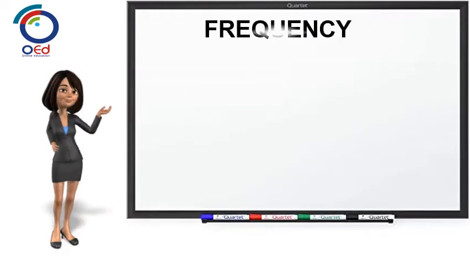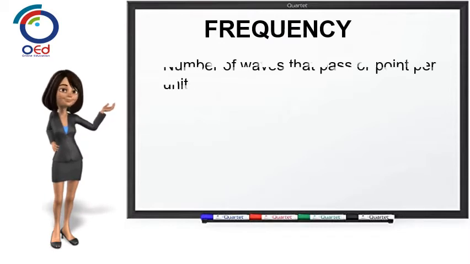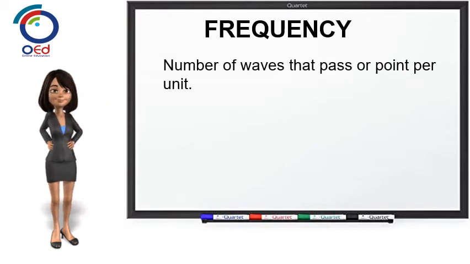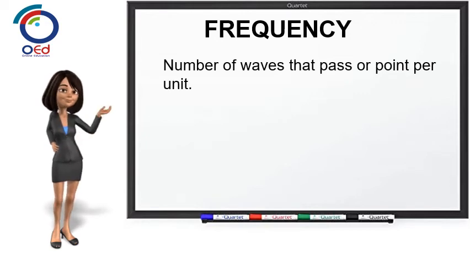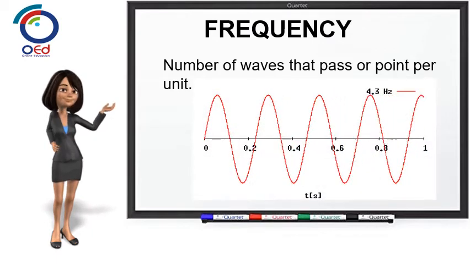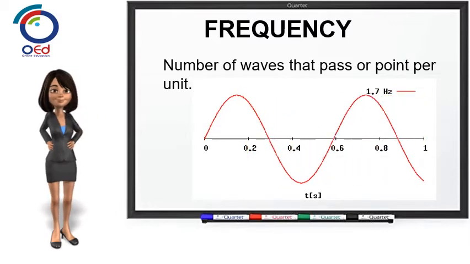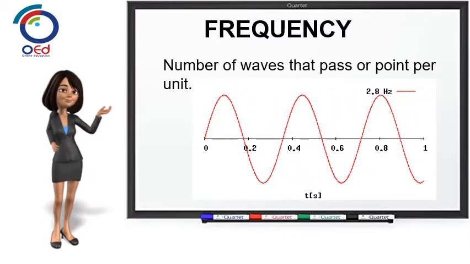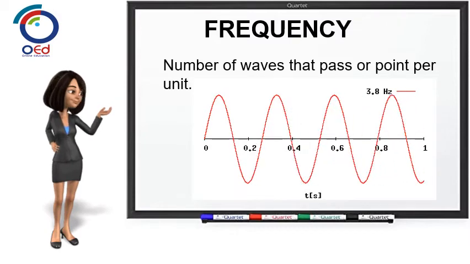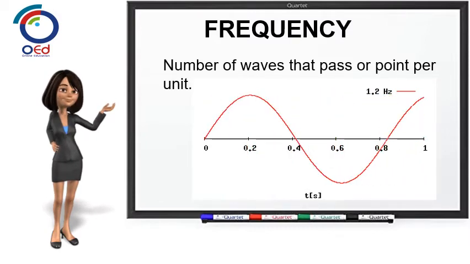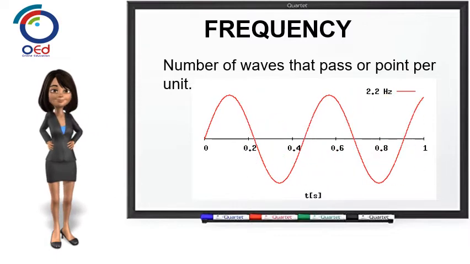Next is frequency. What is frequency? Frequency is the number of waves that pass a point per unit of time. For example, in this chart, you can see the wave passes the time line, and you determine in what seconds or minutes the wave passed here.